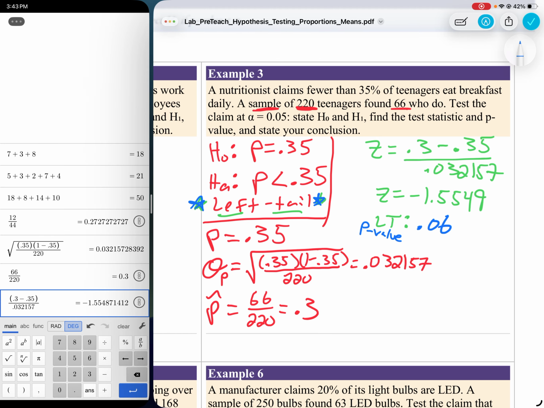So now we can decide if we should reject or fail to reject the null hypothesis. My p-value is larger than the alpha that we're testing. If your p-value is larger than the alpha, we fail to reject the null hypothesis, and we will continue to believe that the proportion of teenagers that eat breakfast is 35%. The sample that we took in the hypothesis test was not significant enough for us to reject it. So if our p-value is larger than our alpha, which it is in this case, we fail to reject the null hypothesis.